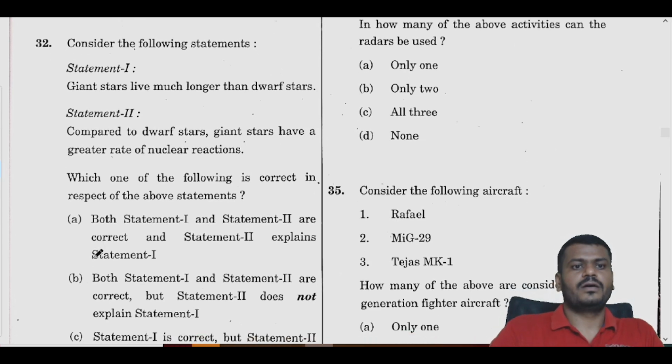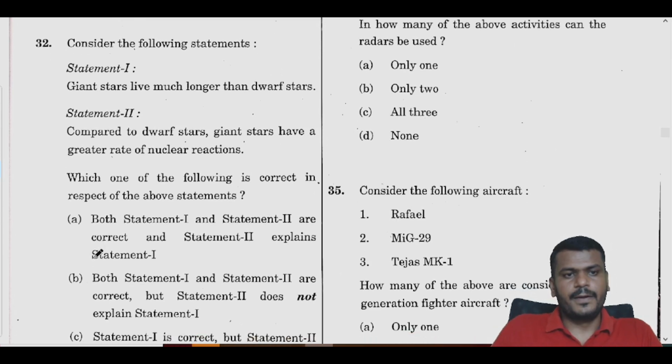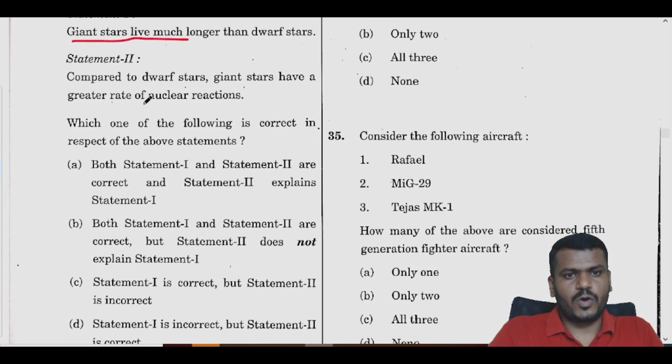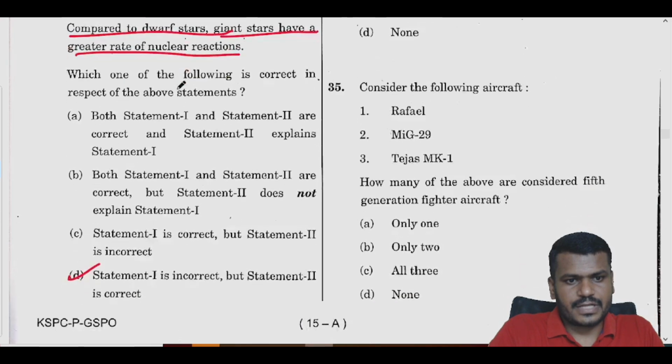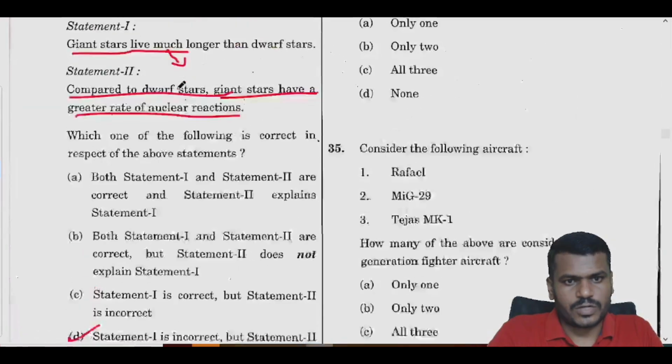Okay, next 32. Again, one statement based question is there, and read this. Giant stars live much longer than the dwarf stars. Okay, that is the first statement. And second statement, compared to dwarf stars, giant stars have a greater rate of nuclear reactions. Okay, see, definitely giant stars do not live much longer than dwarf stars, so statement 1 is incorrect, but statement 2, compared to dwarf stars, giant stars have a greater rate of nuclear reaction, that is correct. Okay, second statement is correct, first statement is wrong. D is the right answer.